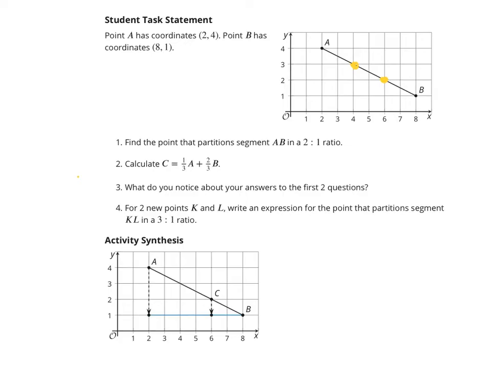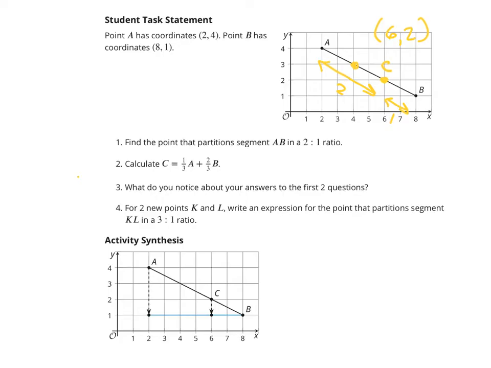Now we're going to break it into a 2-to-1 ratio. So we're going to make C here, and this distance is going to be 2, and that distance is going to be 1. So we want C to be the ordered pair over 6 up 2.